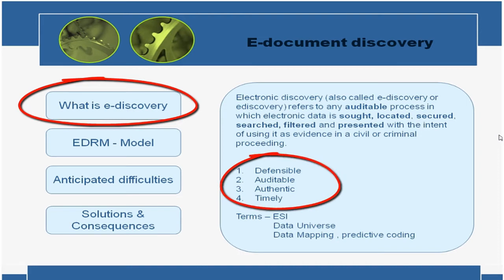The process must be auditable. The process must produce evidence that is authentic, reliable, and admissible. And most importantly, the process must account for the time factor relevant for the delivery of that information to the other party or to the court.